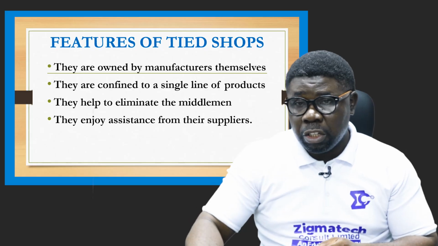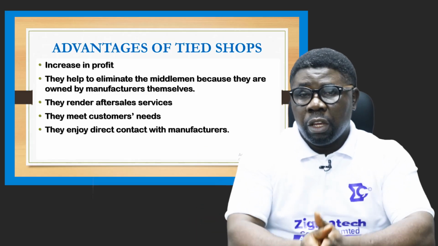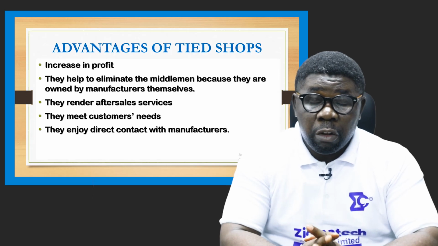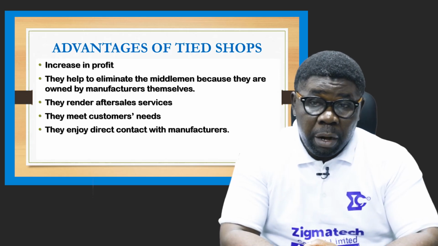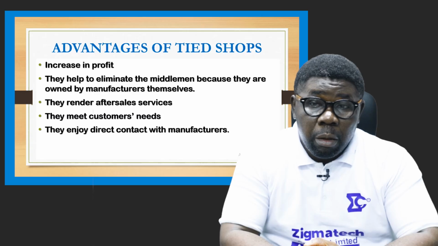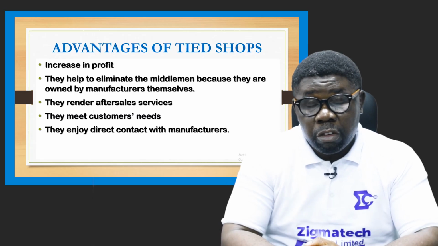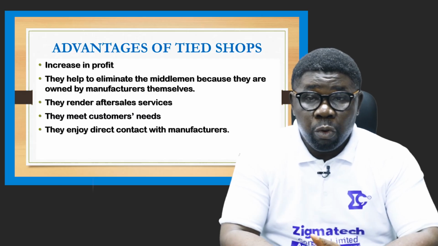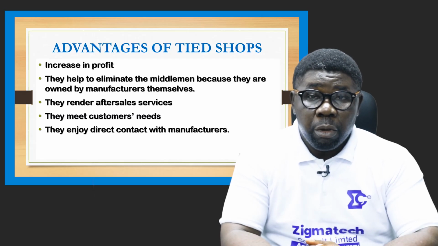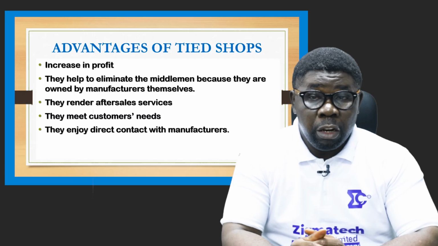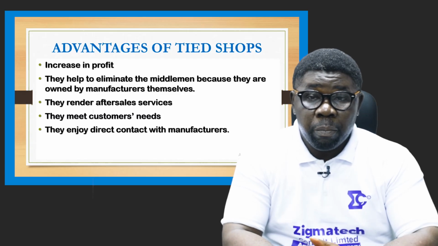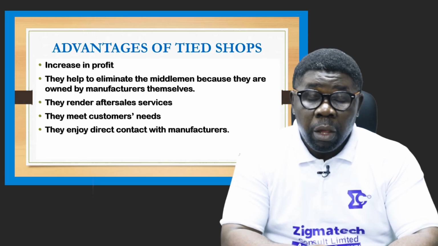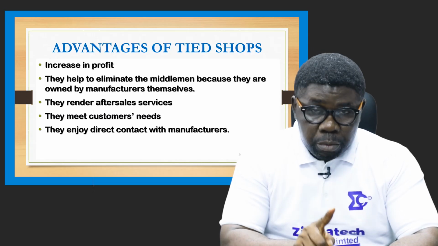So let's look at the advantages of a tied shop. There's an increase in profit because you can sell to the final consumer at an affordable price, even though with a higher profit margin, of course, because the middleman is no longer there. You can make more profit, and as they buy more from you, you have an increase in profit because you can actually buy cheaper. So remember, when they lower the price, according to the law of demand, the quantity demanded rises. So in this case, at a lower price, people will buy more. That will increase the profit over time.